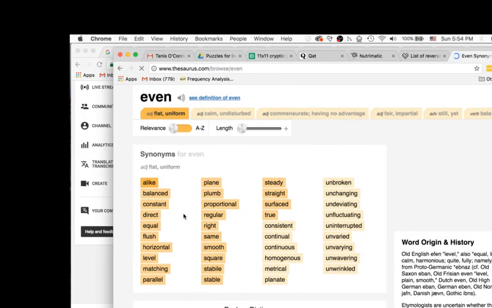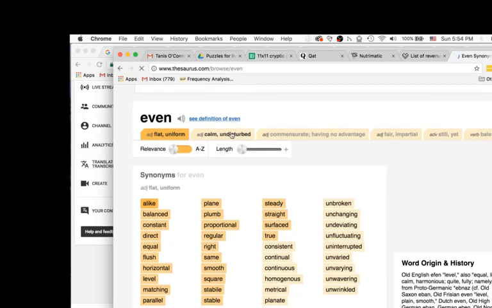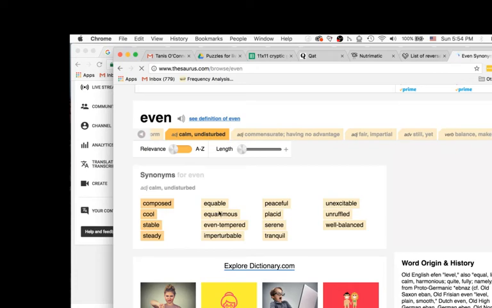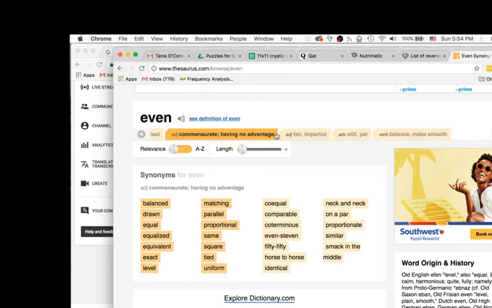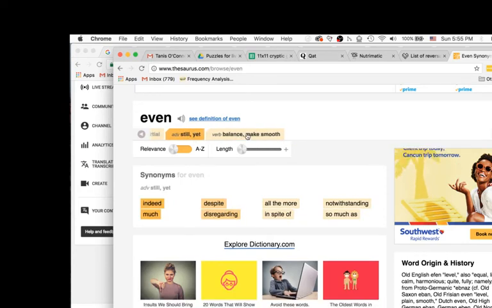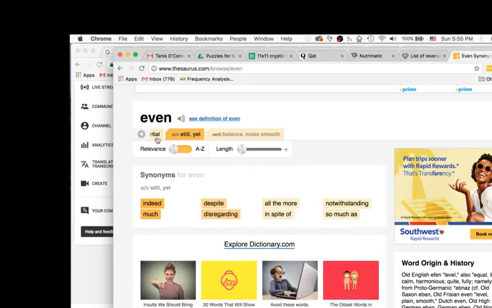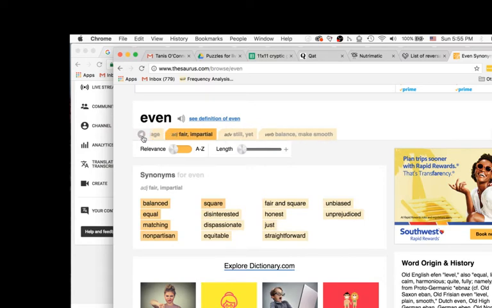All right, flat, uniform, possibly plain, calm, undisturbed, stable, peaceful, having no advantage, fair, impartial, square, still, yet. Balance, make smooth, match. So if we have something like interminable, what's going to make sense for interminable to modify? Interminable level, interminable match. Well, match maybe if you put it in a sports context. Interminable square.